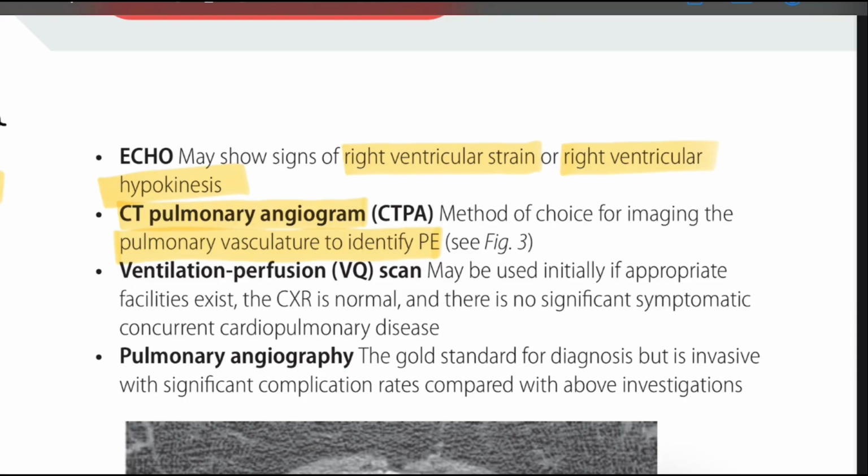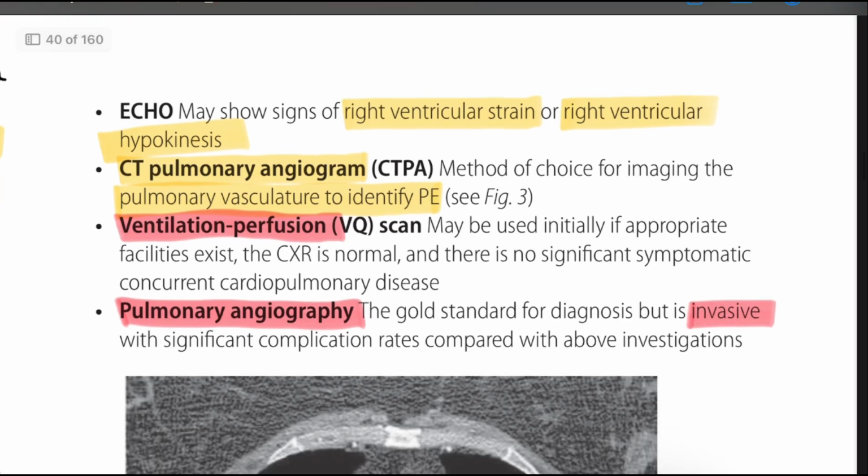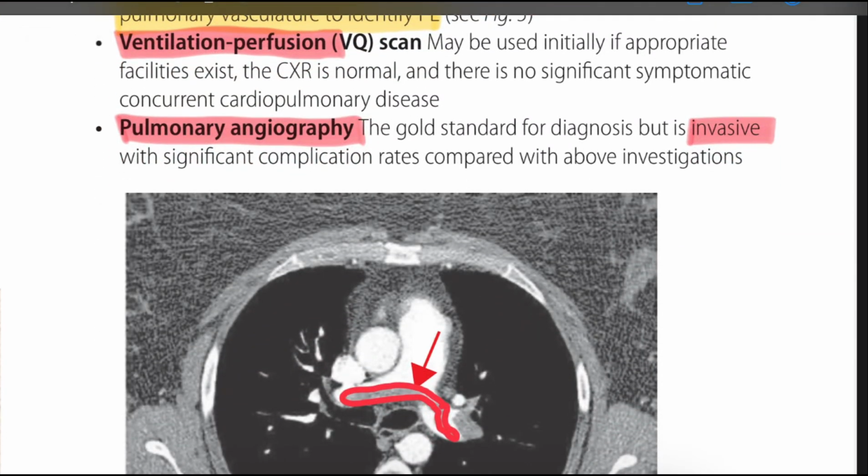Next, we can do another test we call VQ scan, meaning ventilation perfusion scan. This ventilation perfusion scan is mainly used when the patient has a contrast allergy or renal failure or pregnancy. In selected cases, we can do ventilation perfusion. Okay, so next we can do pulmonary angiography. That is the invasive gold standard test for checking pulmonary embolism. We already saw this.